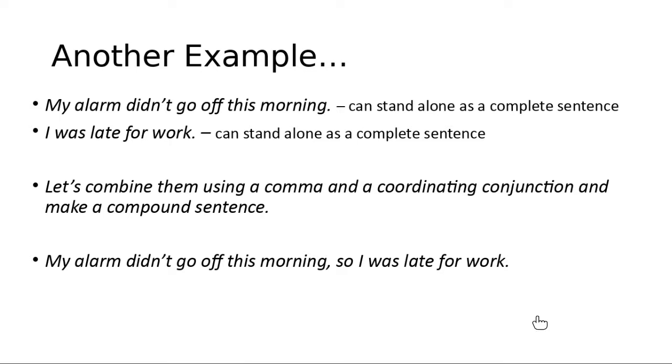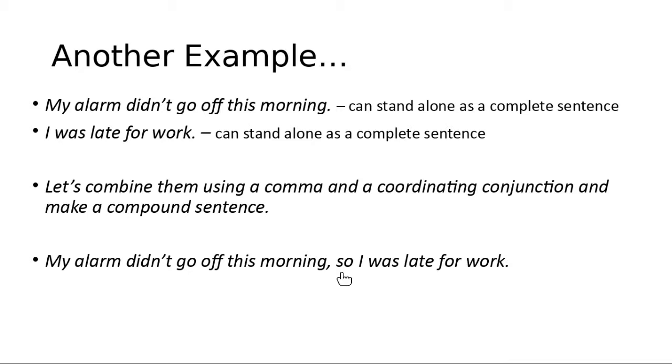Okay, let's look at another example here. My alarm didn't go off this morning. Again, this can stand alone as a complete sentence. Capital letter at the beginning, period at the end, has all the makings of a complete sentence. I was late for work. Same. Capital letter at the beginning, punctuation at the end, has everything you need in order for it to be a complete sentence. Well, let's combine the two of these using the comma and coordinating conjunction method that we just talked about and make a compound sentence out of it.